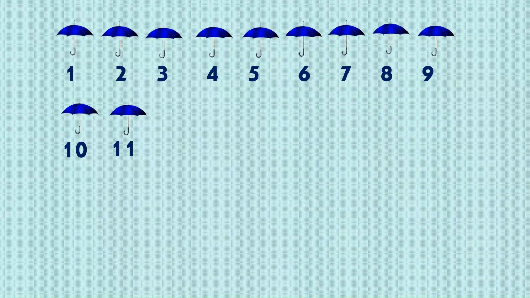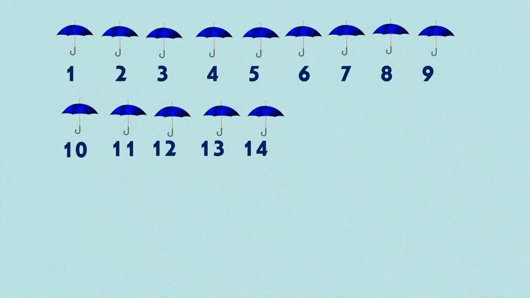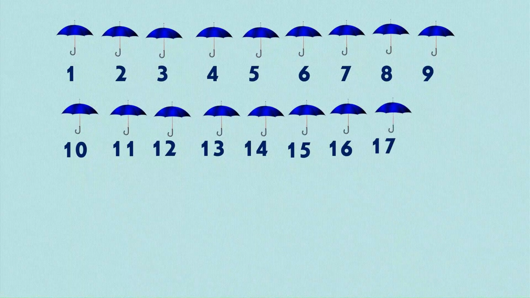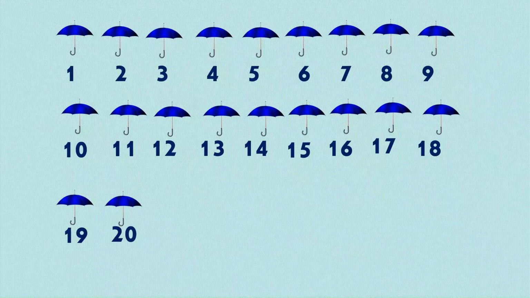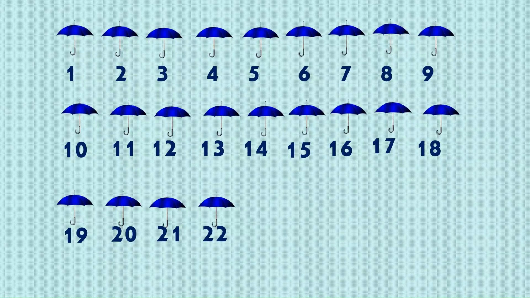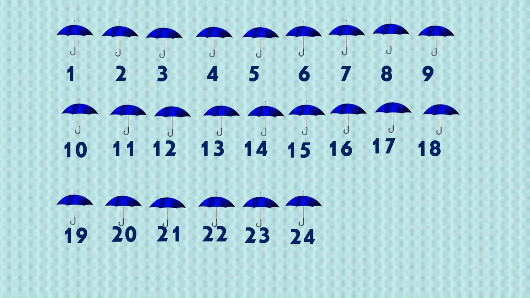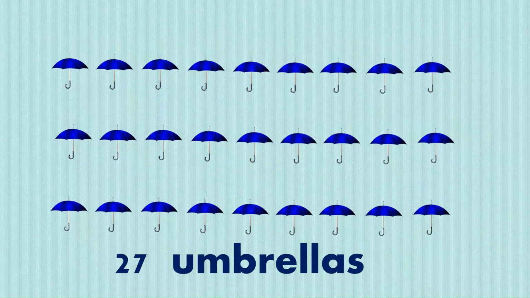0, 1, 2, 3, 4, 5, 6, 7, 8, 9, 10, 11, 12, 13, 14, 15, 16, 17, 18, 19, 20, 21, 22, 23, 24, 25, 26, 27. 27 umbrellas.